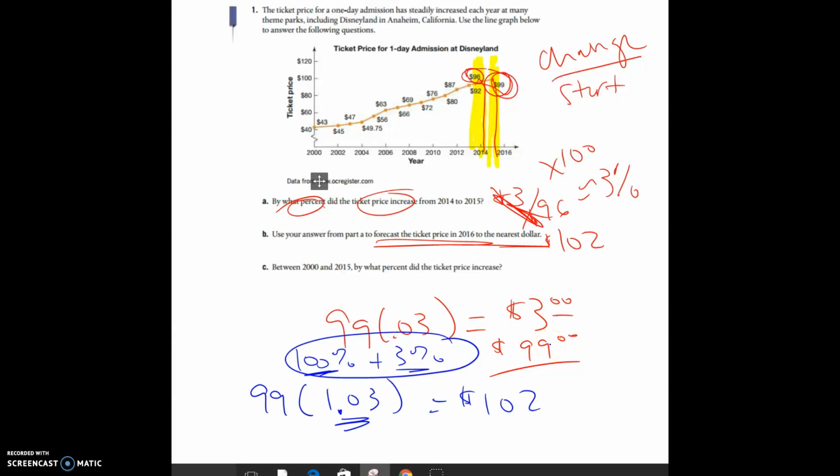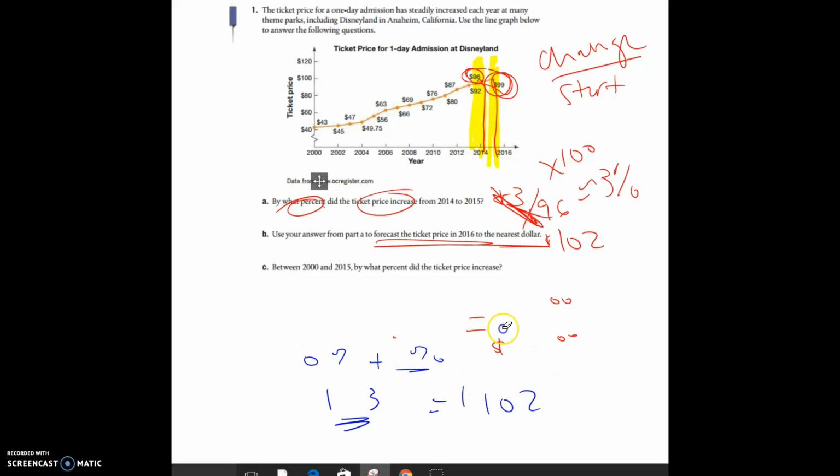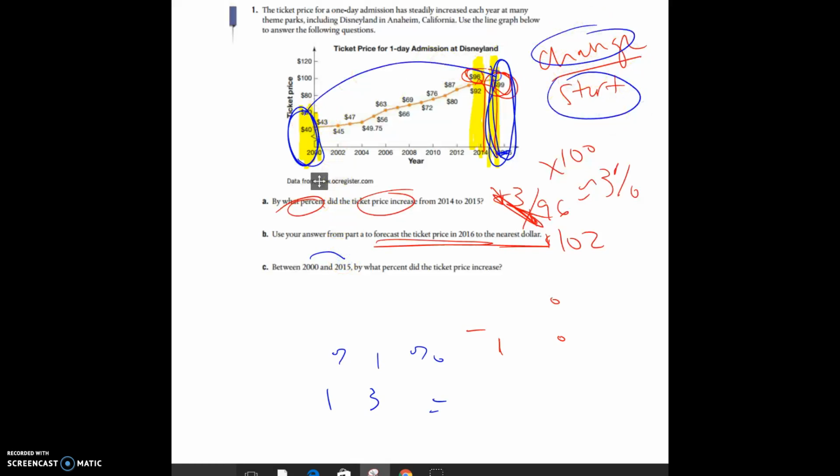All right. And then the last question is asking, so overall, what was the percent increase from all of those years? All right. So I'm looking at the beginning here. So in the year 2000, tickets were $40. All right. So let me go to blue here, I guess. So in this year, it was 40. And then over here, not 2016 though, 2015. All right, so what was the change? So again, change over the beginning or the start. So it looks like prices went up by about $59, and the start was $40.